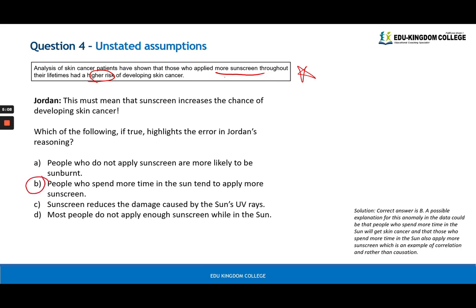And in fact, there is. It's B. People who spend more time in the sun tend to apply more sunscreen. So even though they are putting more sunscreen on, because they are spending so much time in the sun, they are naturally at higher risk of skin cancer compared to someone who's at home all day and doesn't even need to put on sunscreen. That is a possible explanation. So that's why B highlights the error of Jordan's reasoning. He has made a causative link when it's actually a correlation.